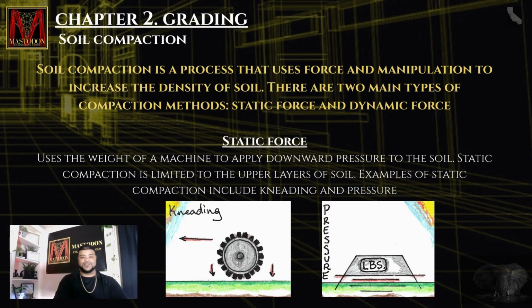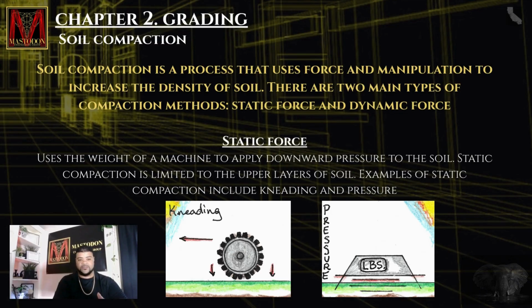All right. Chapter 2, grading, soil compaction. So before we can build anything, we've got to compact this soil. We want this soil so compacted that whatever we build on it is not going to settle, drop, or move at all. Soil compaction is a process that uses force and manipulation to increase the density of soil. There are two main types of compaction methods: static force and dynamic force.